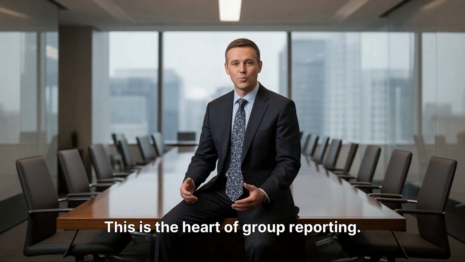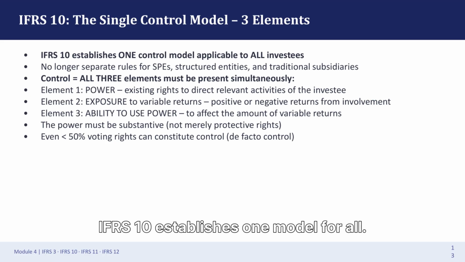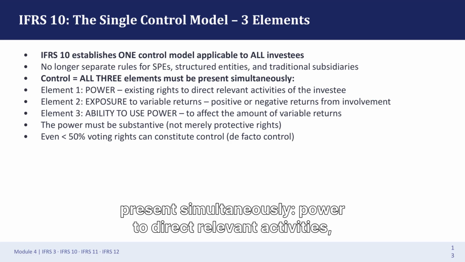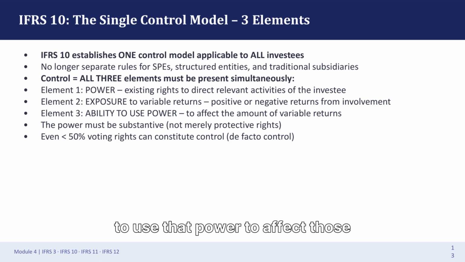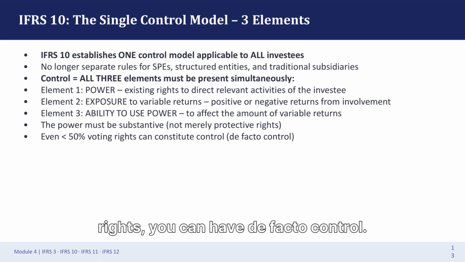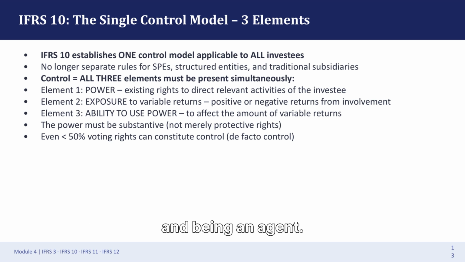Now we move to Part B, IFRS 10 and the single control model. This is the heart of group reporting. Control is everything. IFRS 10 establishes one model for all. Control exists only when 3 elements are present simultaneously: power to direct relevant activities, exposure to variable returns, and the ability to use that power to affect those returns. Even with less than 50% voting rights, you can have de facto control. You must distinguish between being a principal and being an agent. Strategy is about true authority.